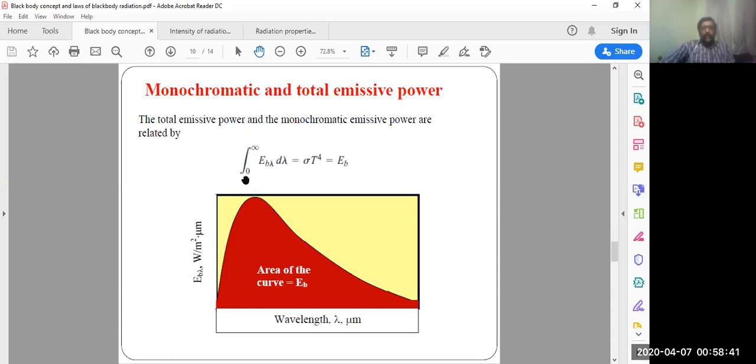That is what this equation represents: the integral from 0 to infinity of E_b lambda d lambda equals sigma T raised to the power 4. What is sigma T raised to the power 4? It is the total emissive power of the black body. This graph represents the monochromatic emissive power plotted against wavelength, so the area shaded here represents the total emissive power of the black body.